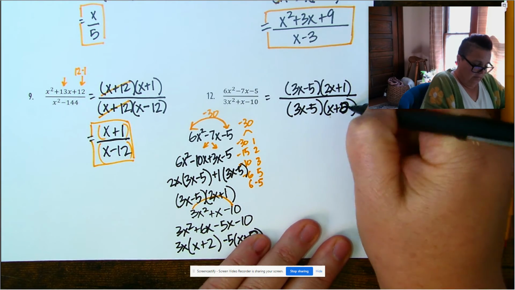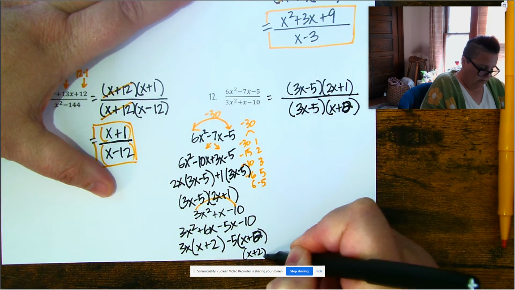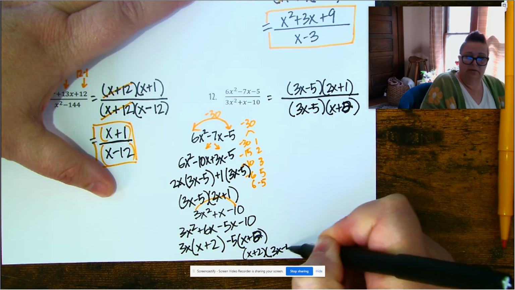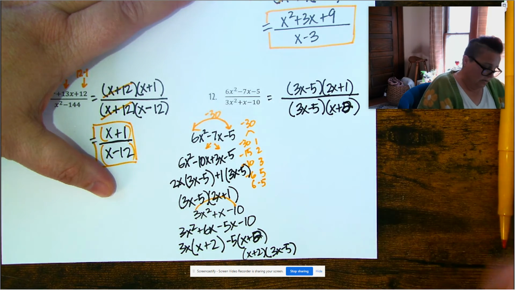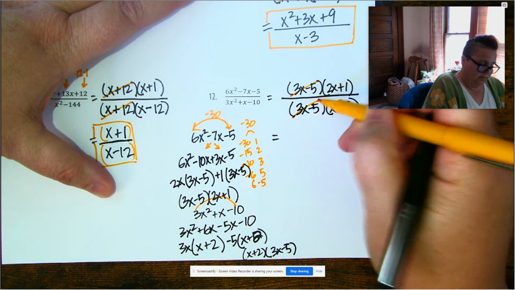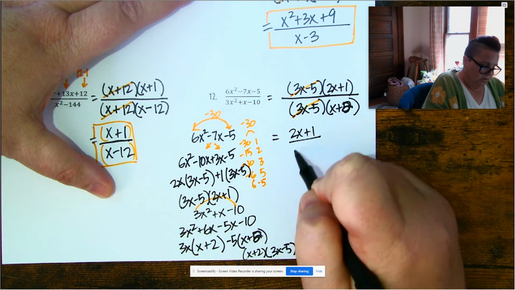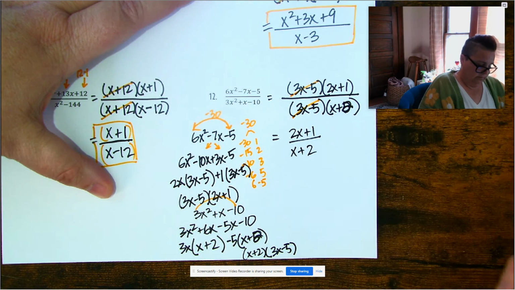Because I would pull this x plus 2 out front, 3x minus 5. Okay. All right, great. And then we're left with canceling the 3x minus 5 and 2x plus 1 over x plus 2.